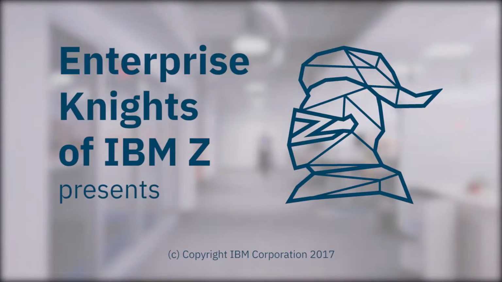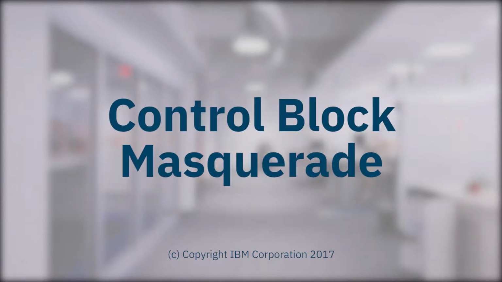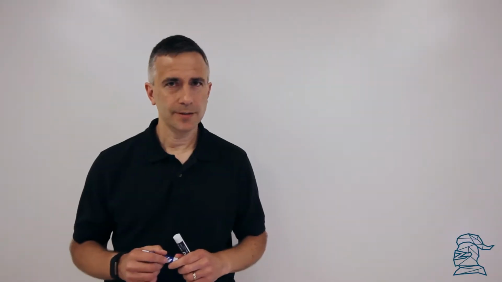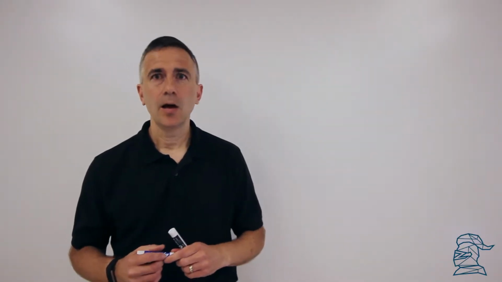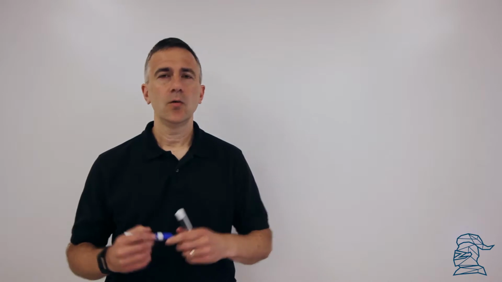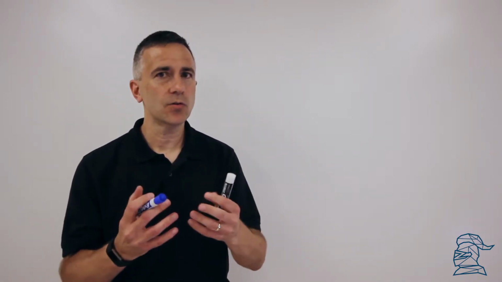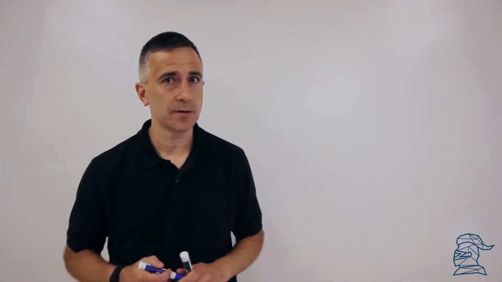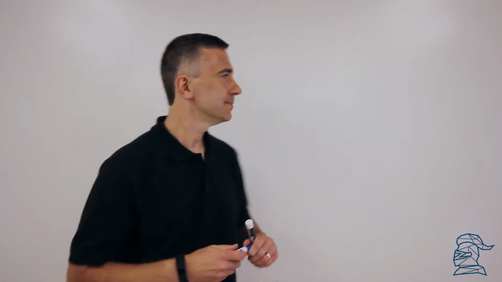I work in the IBM Z Center for Secure Engineering, and today I'm talking about the control block Masquerade. When you're implementing your own PC or SVC routine, how do you handle the situation where you want to have your own control block as a potential parameter from that untrusted requester?